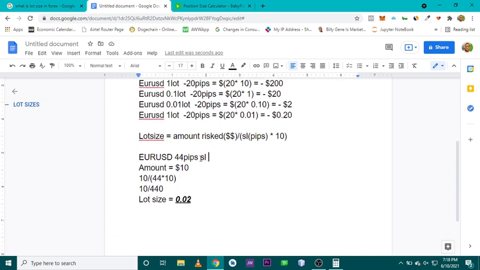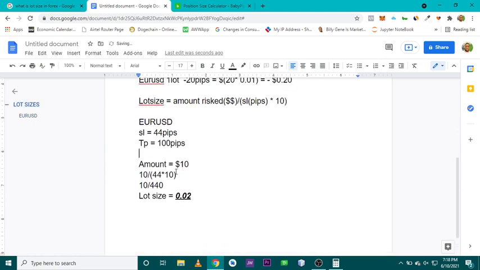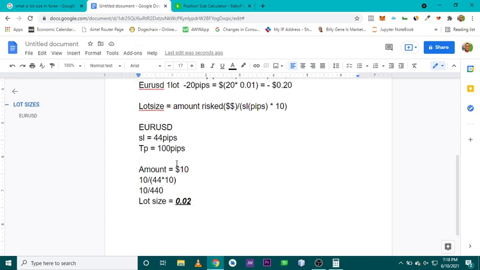So in a situation that maybe I took a trade, yeah, this same trade, I took a 44 pip stop loss. Let me highlight it. I cut this, take this down, equal to 44 pips, and my TP was maybe 100 pips, and I was risking $10 on this. So this will tell me that if I'm losing this trade, I'm going to lose $10.